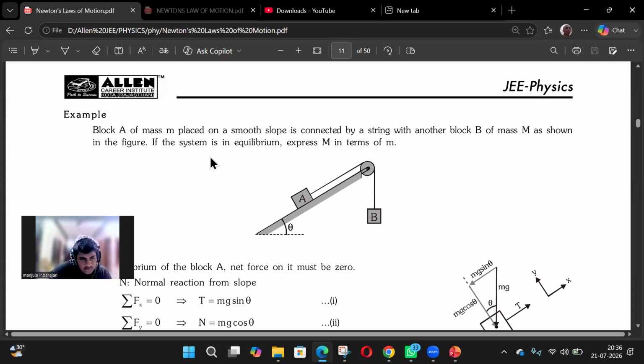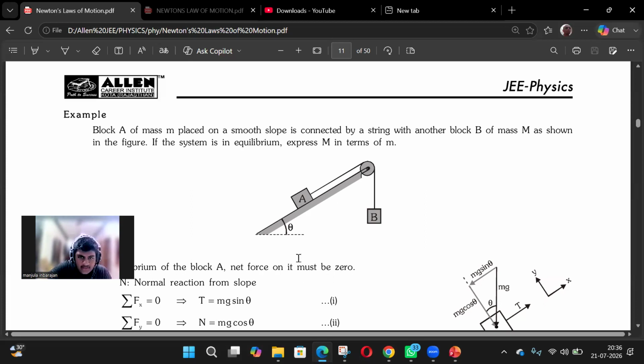Or if theta is an extreme angle like 90 degrees, what should be the relation between A and B? Both should be equal, right? If A and B are the same mass, then both of them should be equal. If theta is 90, both should be equal. What about theta is 0 degrees?